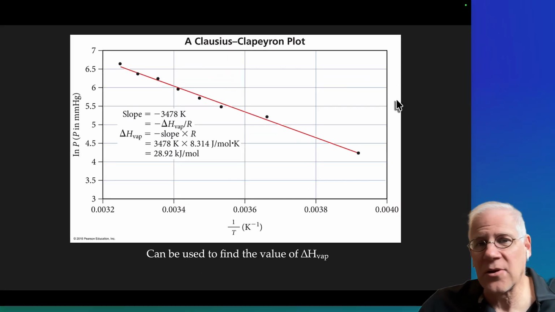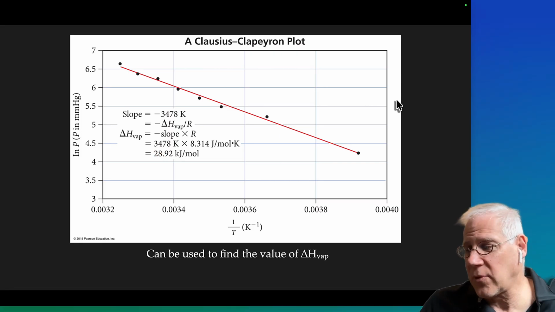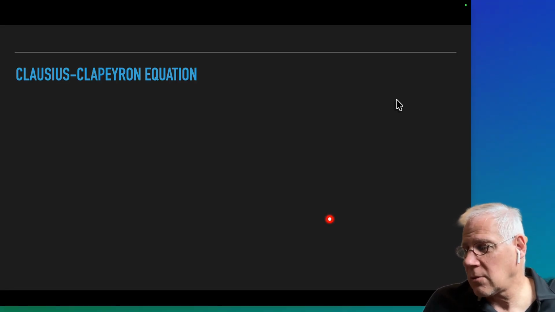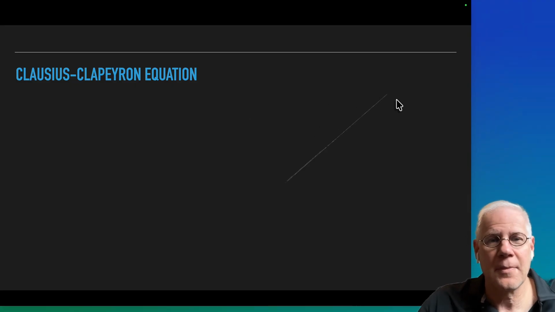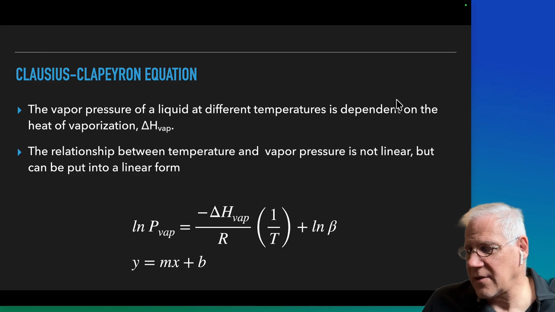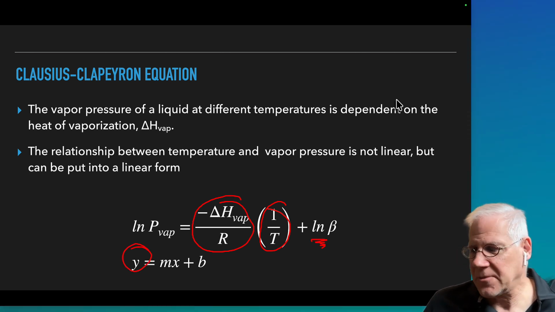And so if we plot that out here, you can see we get data. And this would be like real data where it kind of meanders a little bit. It's hard to get exact data. If we go back and look at our equation, we can find that we have the slope. That's our m, our x would be 1 over T, y would be the natural log of the vapor pressure, and that becomes our y-intercept.